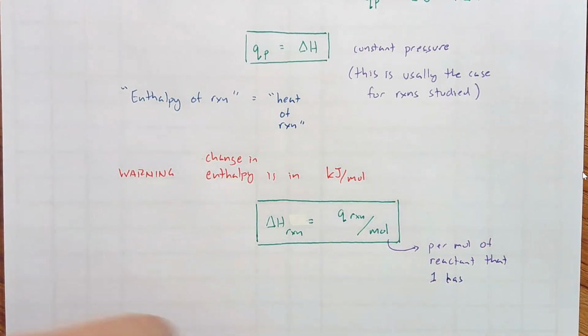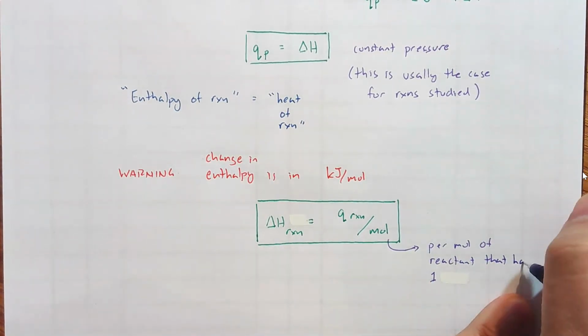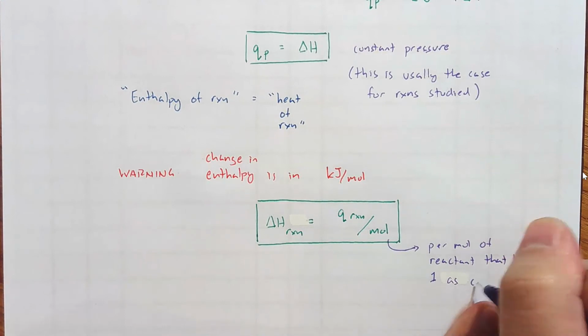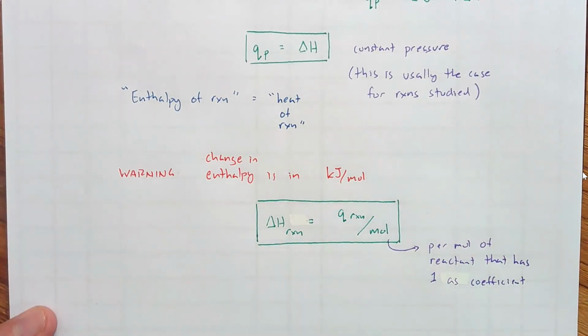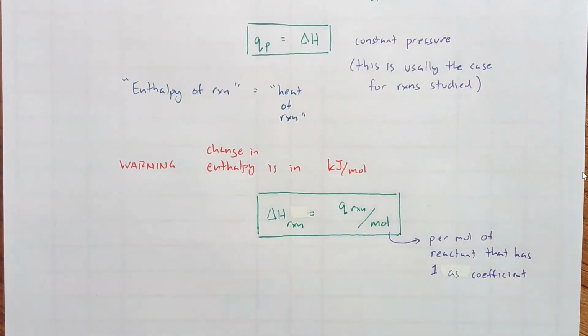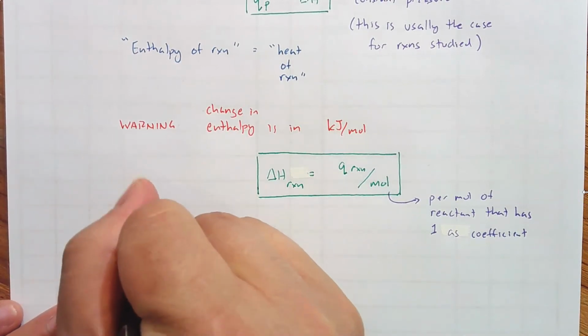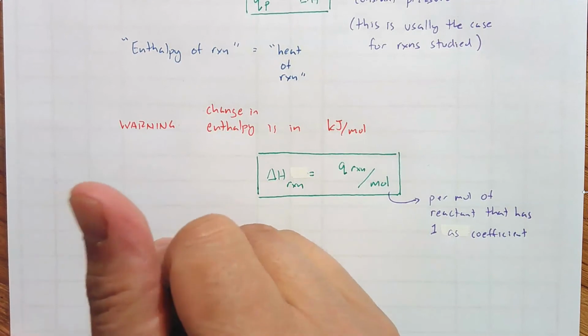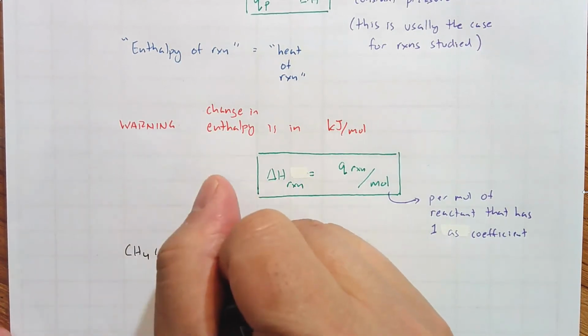That has 1 as a coefficient. When one of the reactants has 1, you think of it as when you have 1 mole of that reactant, you have 1 mole of that reaction. Let me give you an example. Here's an example where we have 2 reactants. One has 1 mole, and the other reactant has 2 moles.